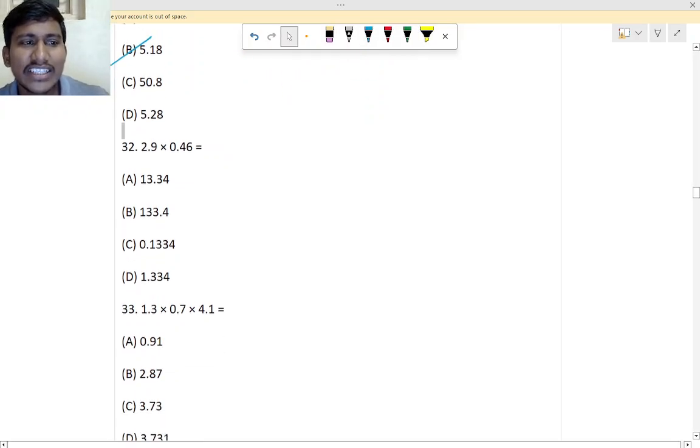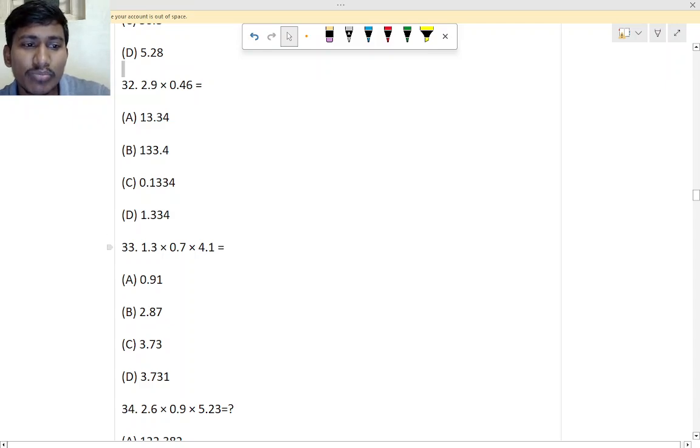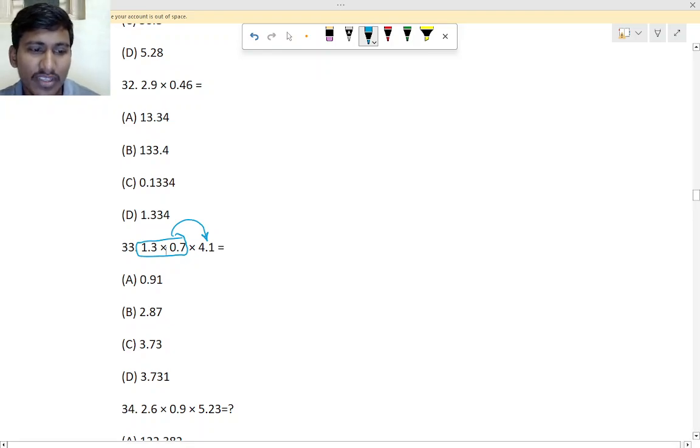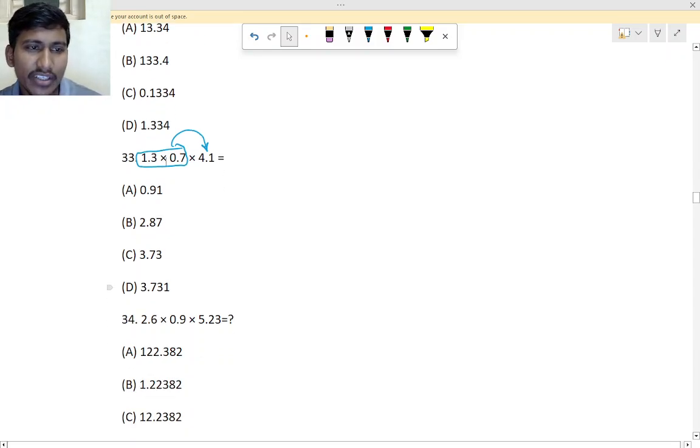Next 33. What you should do? You should multiply these two first. Then with the answer you should multiply this one. First you multiply these two and the answer you multiply with this. Understand? 13 sevens are 91. 91 into 41 you do, and total decimal places, that is here 3 decimal places. Okay now? So answer will be somewhere. You do it. Understand?